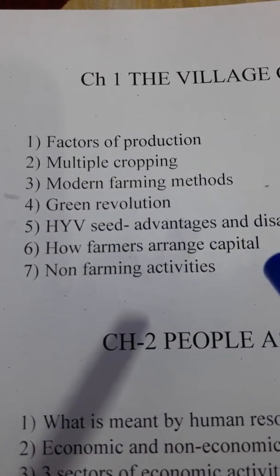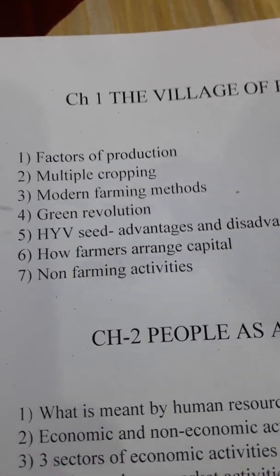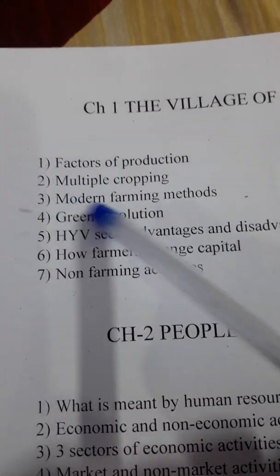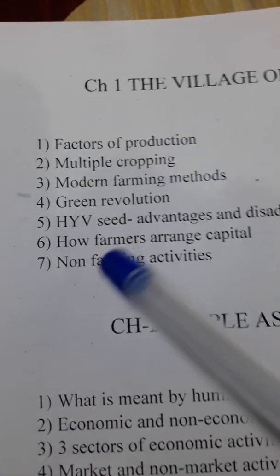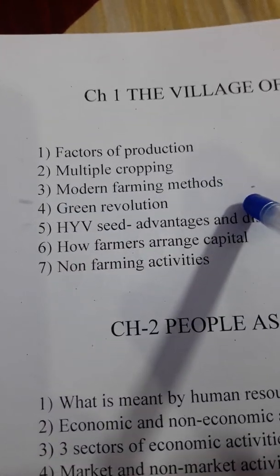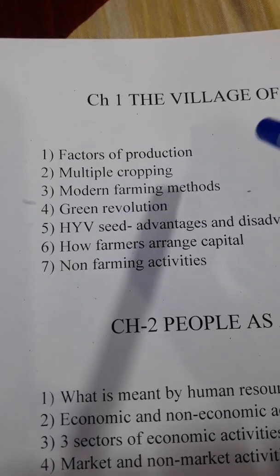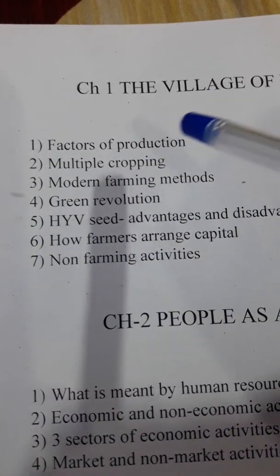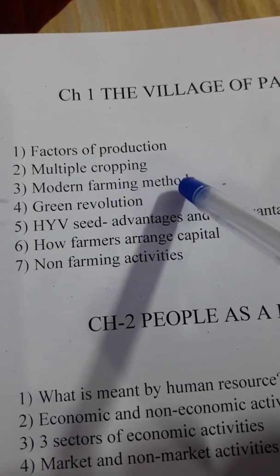Secondly, it is multiple cropping. You have to tell about multiple cropping, what it was, how it was useful, and which crops were grown in the multiple cropping method. Third, the modern farming methods. Some farmers from Punjab, Haryana and Western UP used modern farming methods for farming. So you have to give a detailed description of modern farming methods.